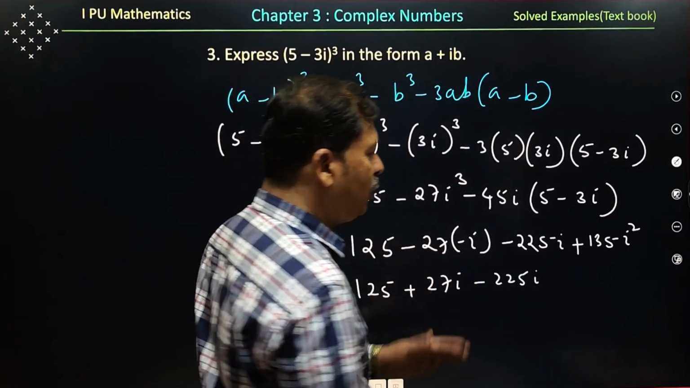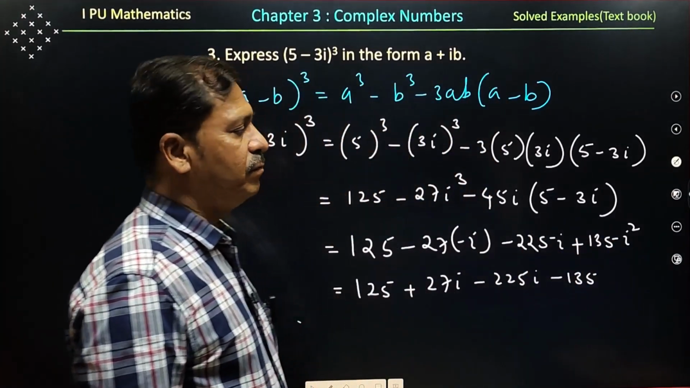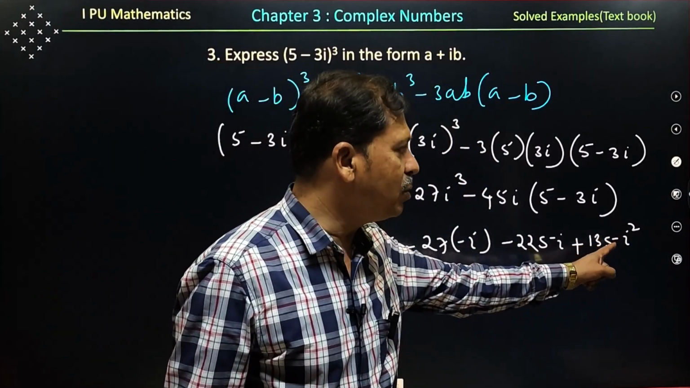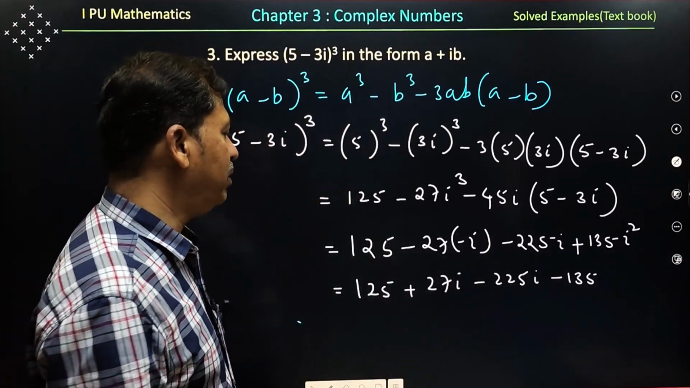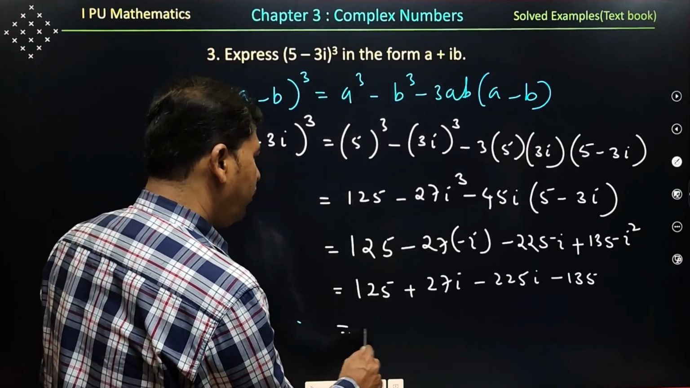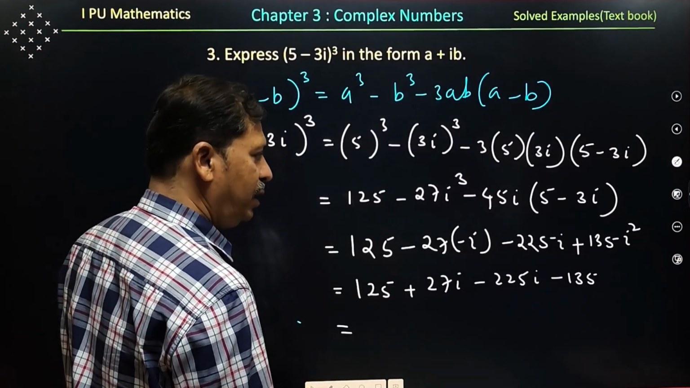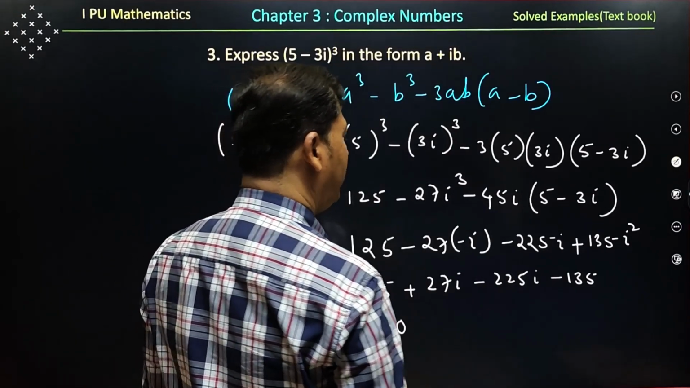to change directly to minus. The reason is I square value is minus 1. So applying that, minus 135 comes. So 125 and minus 135, 10 is the difference with negative sign, minus 10, 225 minus 27.